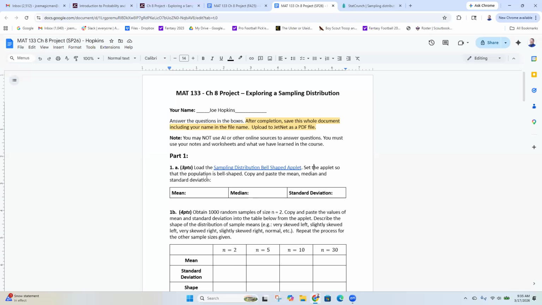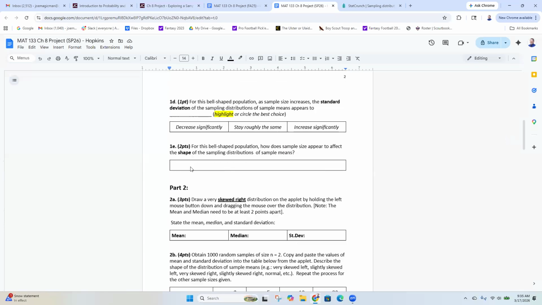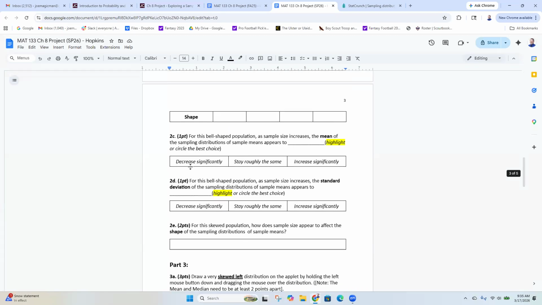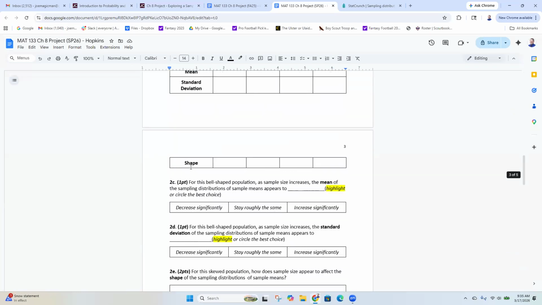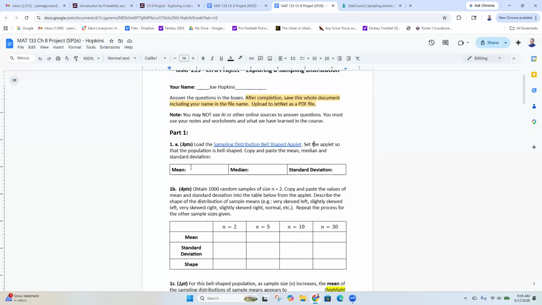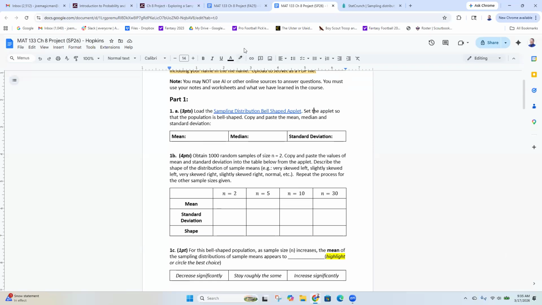So here's the idea for this project. There's part one, part two, part three, and then part four. So there are four parts to this project. I want to talk about the whole thing all at once first.